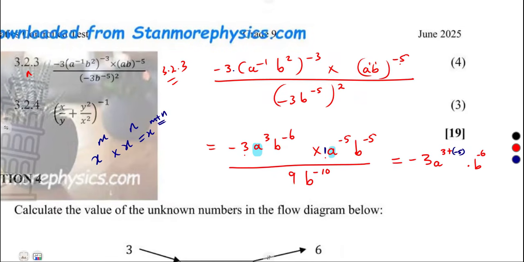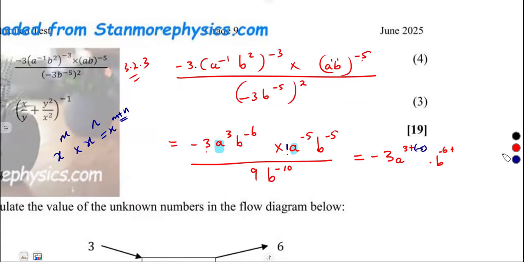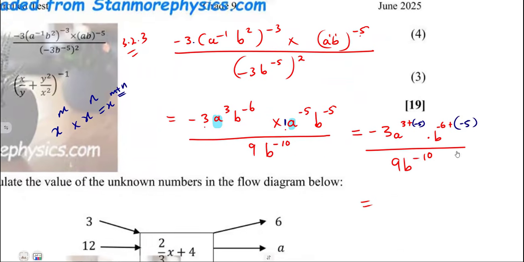Then we add the exponent, which is negative 5. So we are adding the exponent, but the exponent that we are adding is negative 5. All right. Everything over the denominator as it is, 9b to the exponent of negative 10. So this is it.